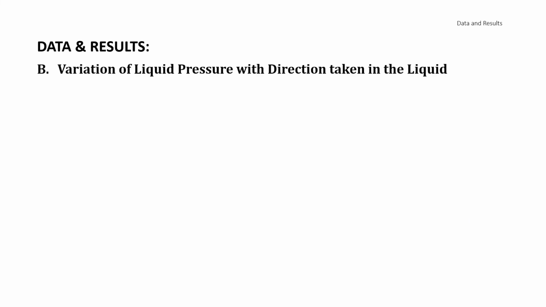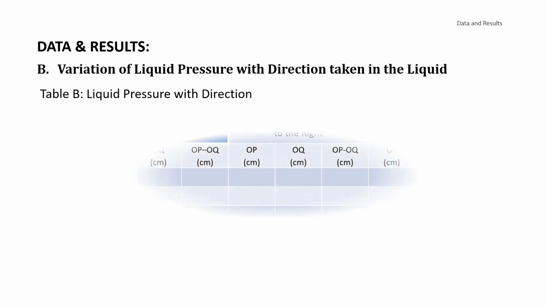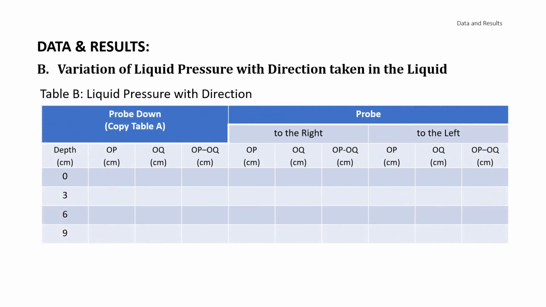For part B, variation of liquid pressure with direction taken in the liquid. You're going to use this table. Take note that you have to copy the measures on table A and then record the position or the height of the column of fluid for the direction to the right and to the left.